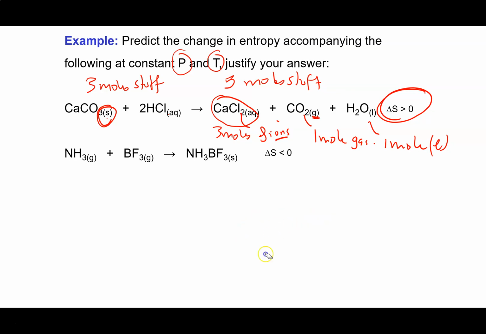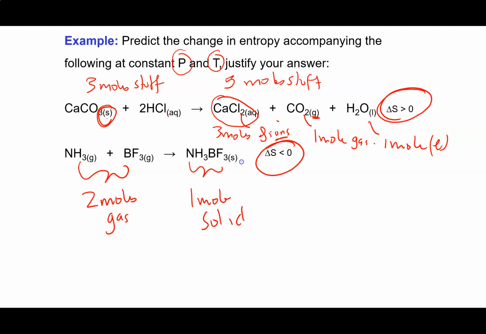Now, if I look at the next one, what have I got? Well, on the left here, I've got 2 moles of gas, and on the right here, I've got 1 mole of solid. Oh, well, this is definitely going to be delta S negative. I've reduced my total number of moles of particles, and I've also trapped everything in the solid, where it has very little freedom of movement. So that's the kind of thing that you should be able to do.